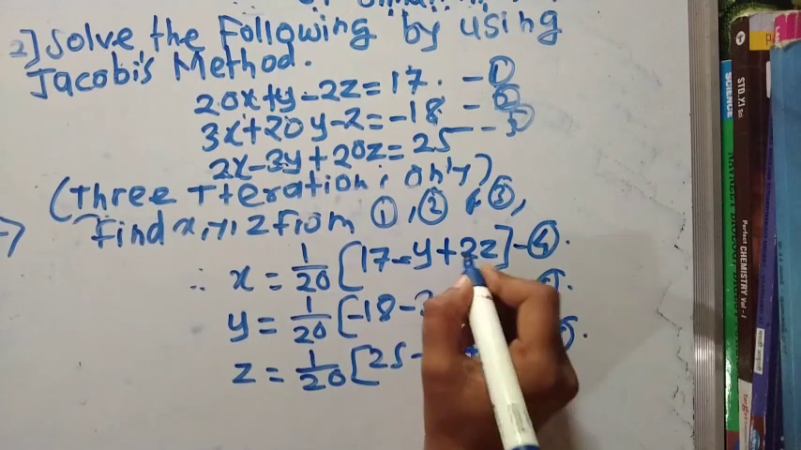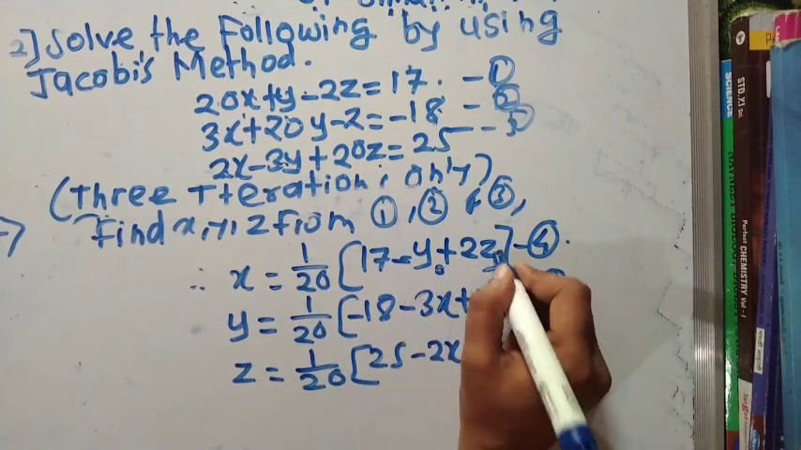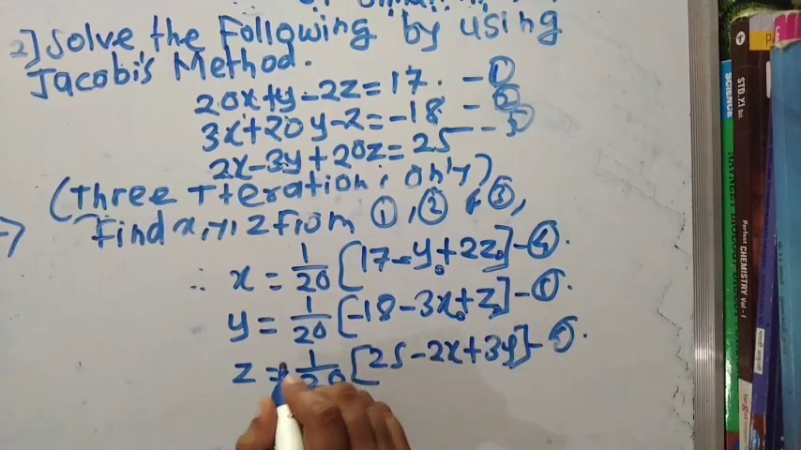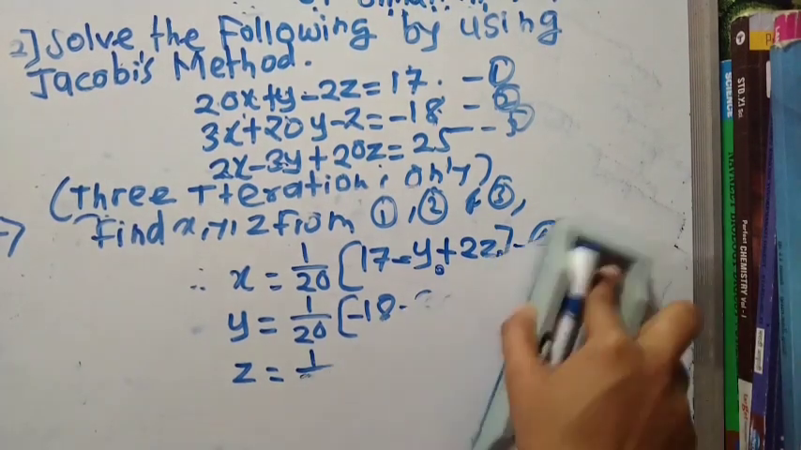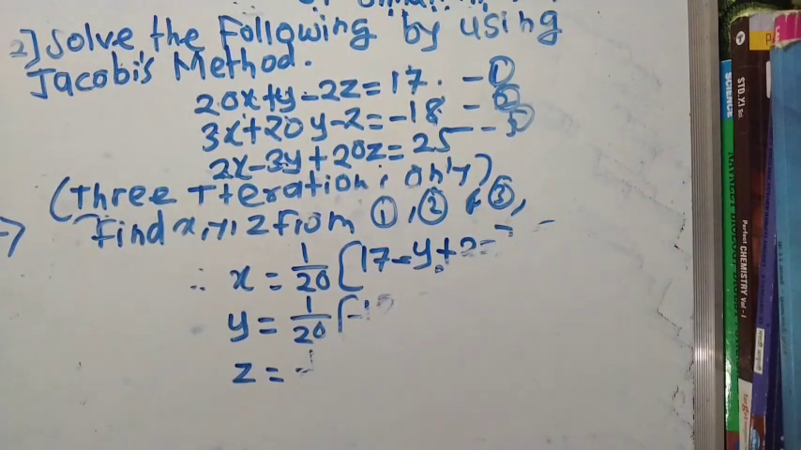Then for the first iteration, put y0 and z0. So same process. Find out the first iteration.